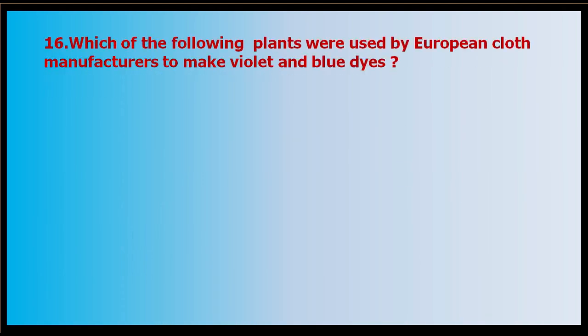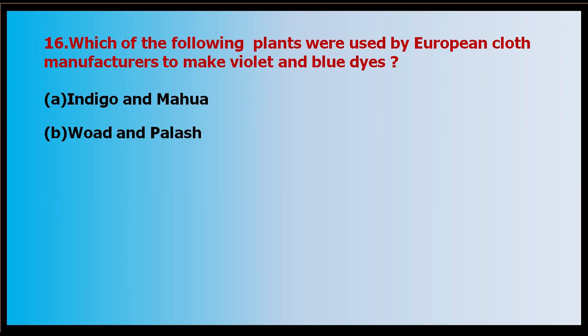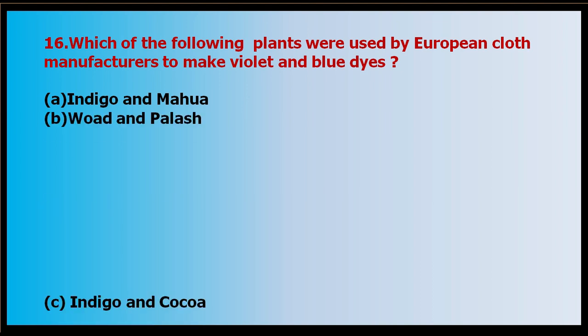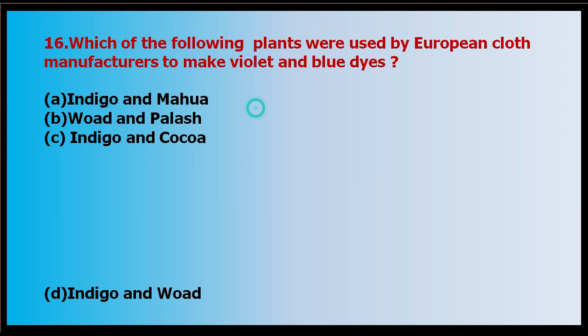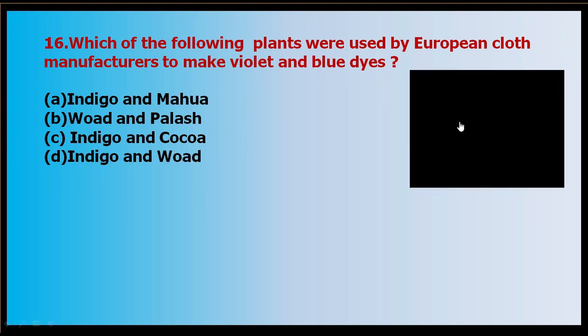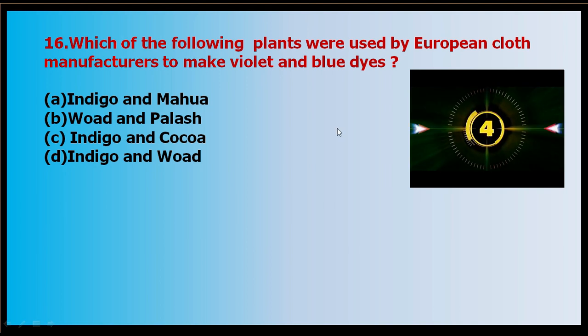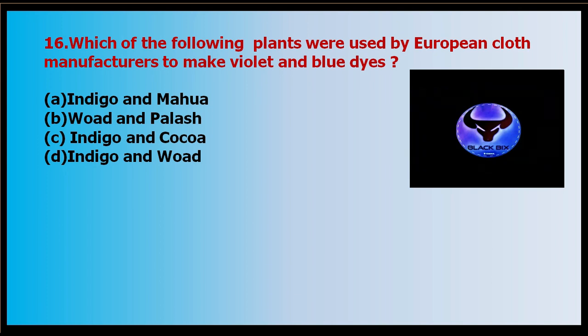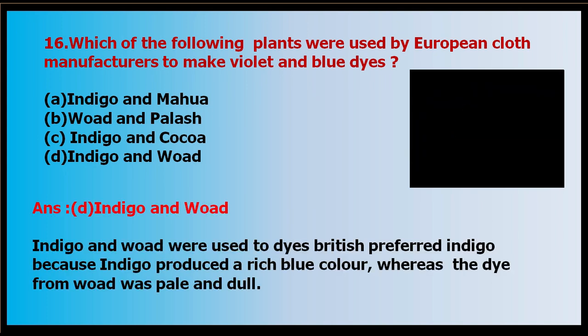Number 16 is, which of the following plants were used by European cloth manufacturers to make the violet and blue dyes? And your options are indigo and mahua, woad and palash, indigo and cocoa, indigo and woad. And your time starts now. What was used to make the color violet and blue? The correct answer is indigo and woad.